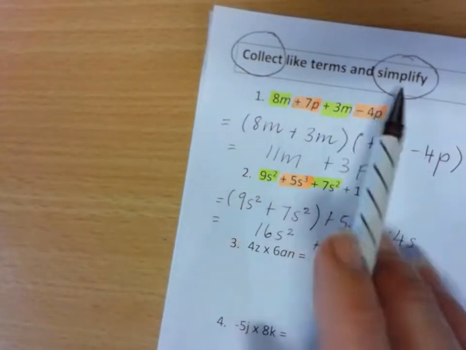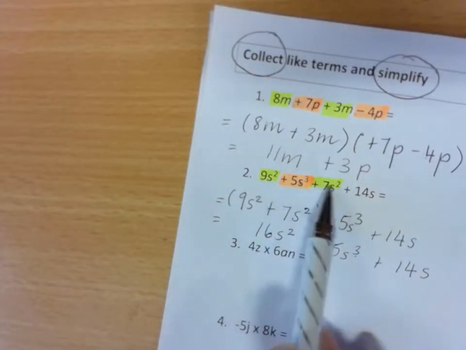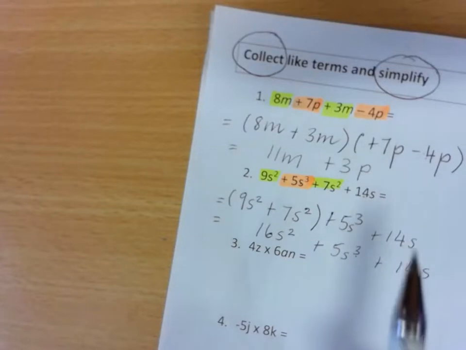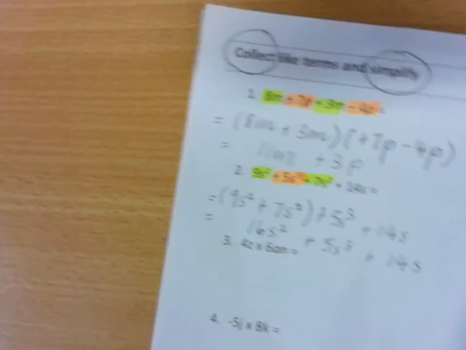So when we simplify, we're trying to make things smaller. This expression had 1, 2, 3, 4 terms in it, and we've simplified it to an expression that has 3 terms in it.